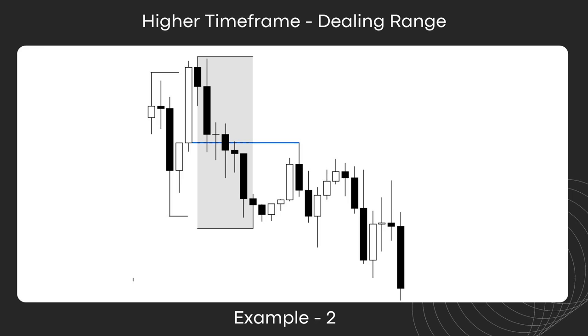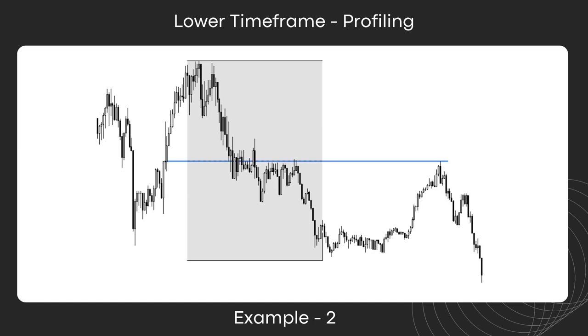So our main focus in this bearish dealing range would be the premium key levels, and we would ignore the discount key levels. Now let's look at how it would look on the lower time frame with market profiles and how we could have gauged this info.